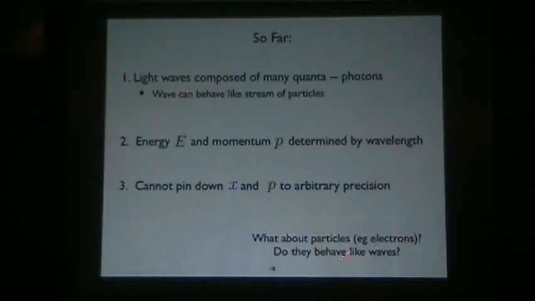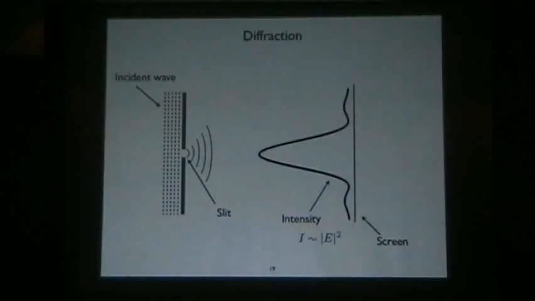And next I want to move on to particles. We've seen that light waves behave like particles. Now, is there a sense in which particles behave like waves? And of course, the answer is yes. Otherwise, I wouldn't be asking the question. So there are many aspects of wave behavior that one can think about, and I wanted to focus on one, because it's interesting and fun. And that one is diffraction.